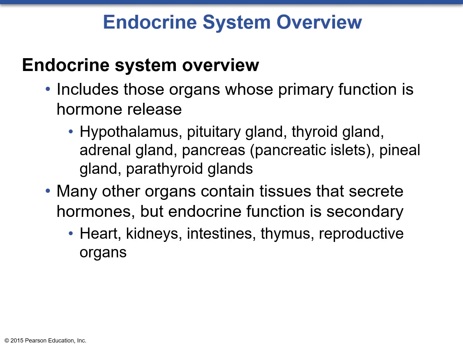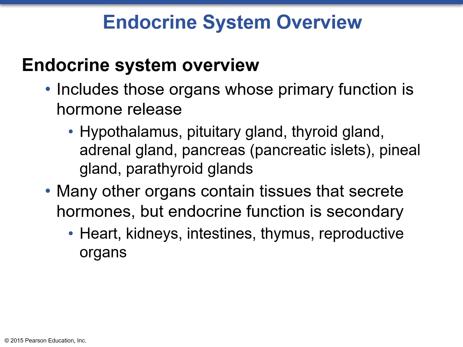So we've talked about hormones briefly and how they function. Now we're going to look at the endocrine system overall and some of its gross anatomy. The endocrine system, as we will focus on it, includes those organs whose primary function is hormone release. Those include the hypothalamus, the pituitary gland, both anterior and posterior lobe, the thyroid gland, the adrenal gland, the pancreatic islets of the pancreas, the pineal gland, and the parathyroid gland.